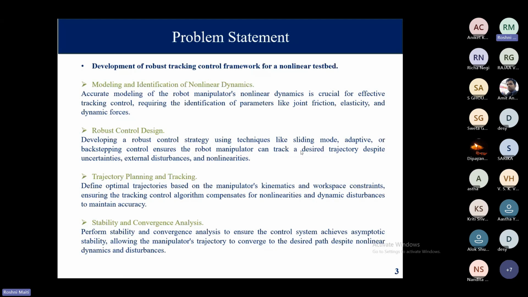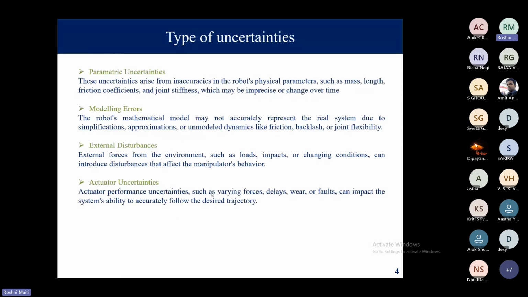So our main ultimate objective is to design the trajectory tracking, and then we have to go for the stability analysis. These are some other things given here: parametric uncertainties and the external disturbances which we have to eliminate.